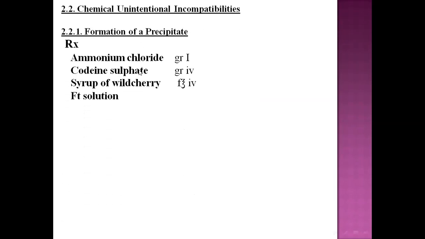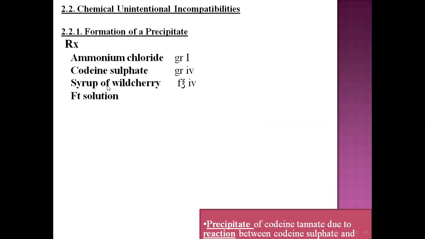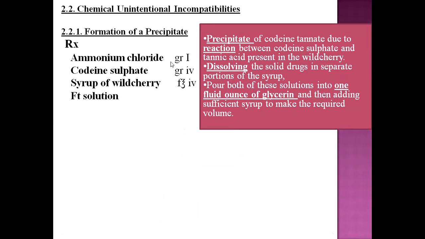And again, in the exam, when you are given a prescription and you are asked what is the type of the incompatibility, you will say chemical unintentional, formation of a precipitate. Okay, you have to mention these three classifications. It's ammonium chloride, cadmium sulfate, and syrup of wild cherry to form a solution. However, precipitation of cadmium takes place due to the presence of tannic acid, which is found in the wild cherry.